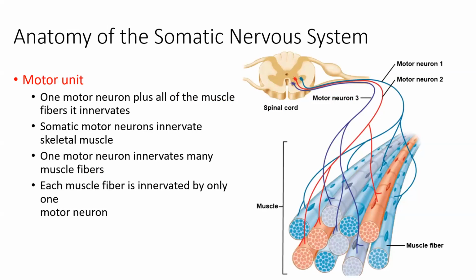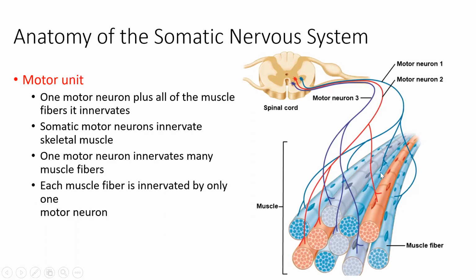Now, the functional unit of the somatic nervous system is called the motor unit, and this is made of a single motor neuron plus all of the fibers that it innervates, okay? And that brings us to a really important rule of thumb with regards to the anatomy of the somatic nervous system. So a single motor neuron can innervate many different muscle fibers, but a single muscle fiber can only be innervated by one motor neuron, okay? And I'll say that again.